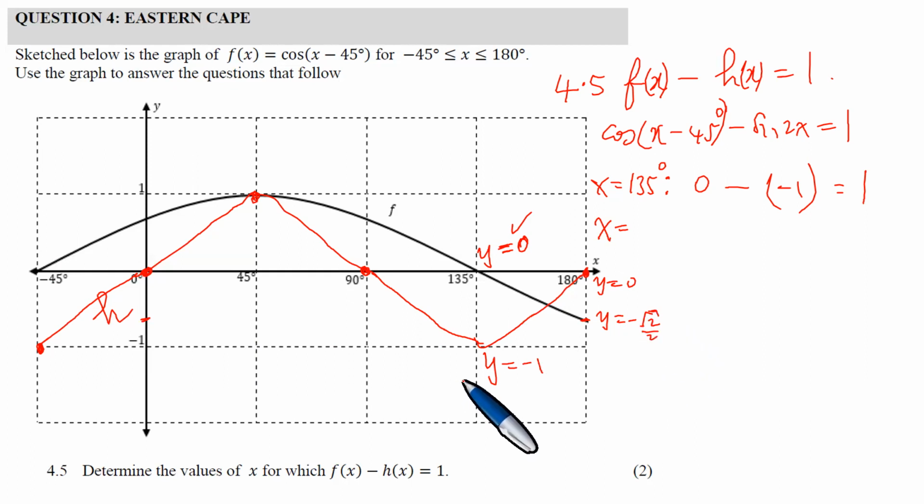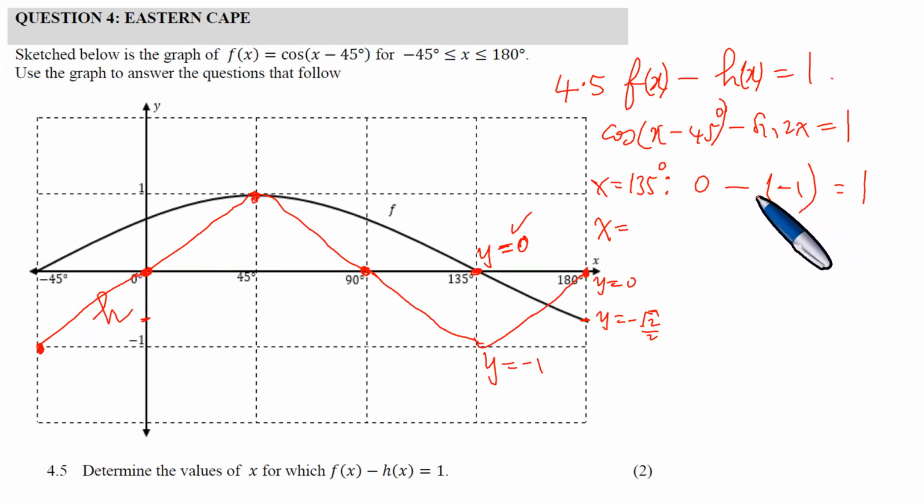Right, so for example, at this point, at 135 degrees, y is 0 for f, because it is on the x-axis. On the x-axis, y is 0. All right, so at 135 degrees, y is 0, and what is y for the other one? This one. y is -1. So we have -1 here.